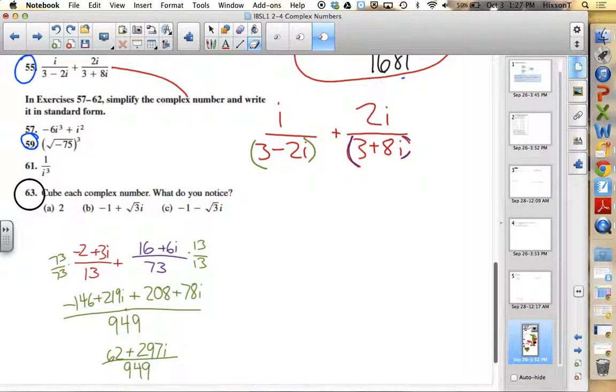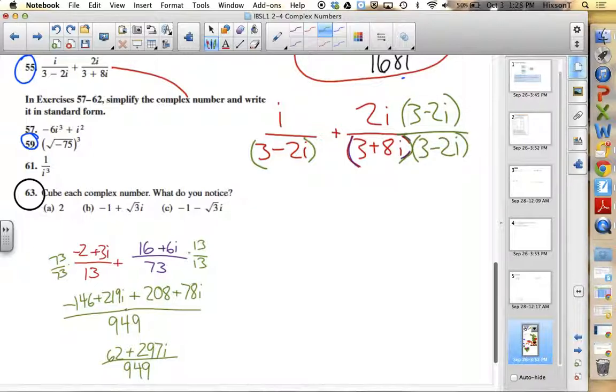Alright. So, if I'm finding a common denominator here, I'm simply going to multiply the two denominators together. So, I have a 3 minus 2i over 3 minus 2i that I'm multiplying by. Here, I have to multiply by a 3 plus 8i over 3 plus 8i. Okay?